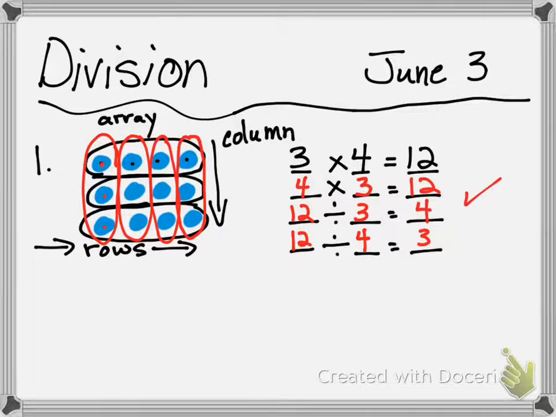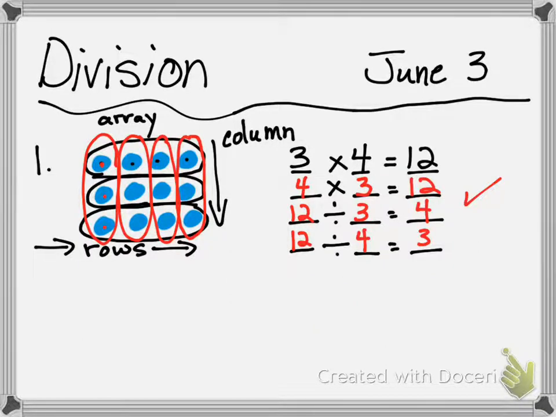Now you might say to me, oh, Mrs. Rossloff, I could have done 2 times 6. Yes, 2 times 6 equals 12, but that is not the way the array was arranged. It was arranged in 3 groups and 4 in each group, or 4 and 3. So this is a true fact, but it does not apply to that picture.